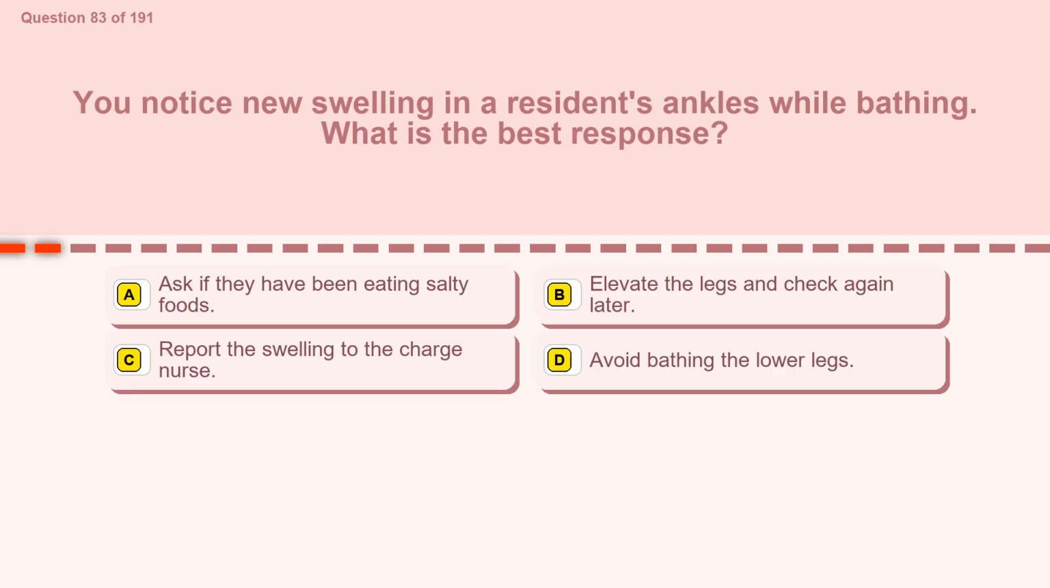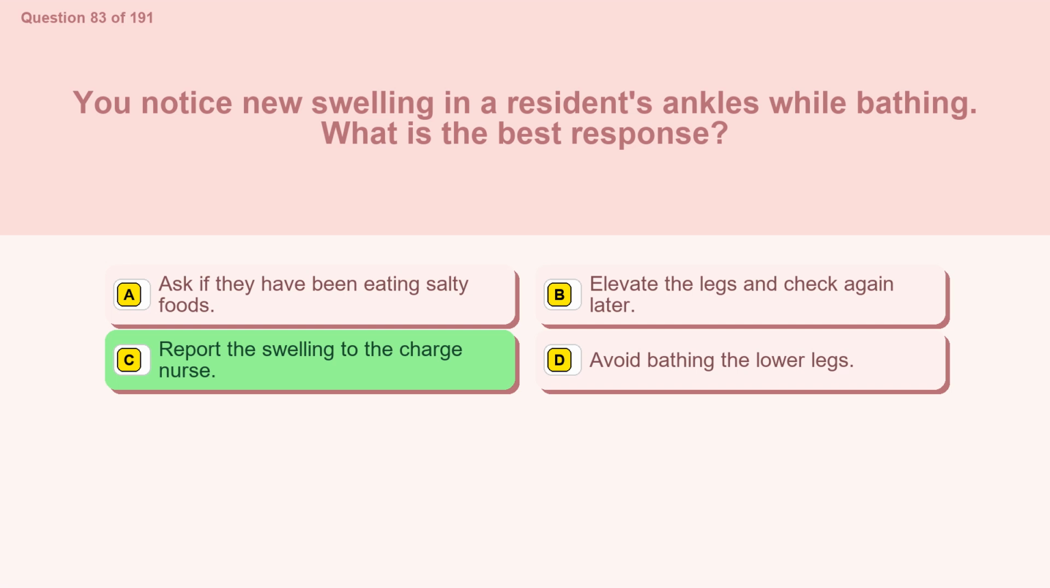Question 83. You notice new swelling in a resident's ankles while bathing. What is the best response? Option A. Ask if they have been eating salty foods. Option B. Elevate the legs and check again later. Option C. Report the swelling to the charge nurse. Option D. Avoid bathing the lower legs.